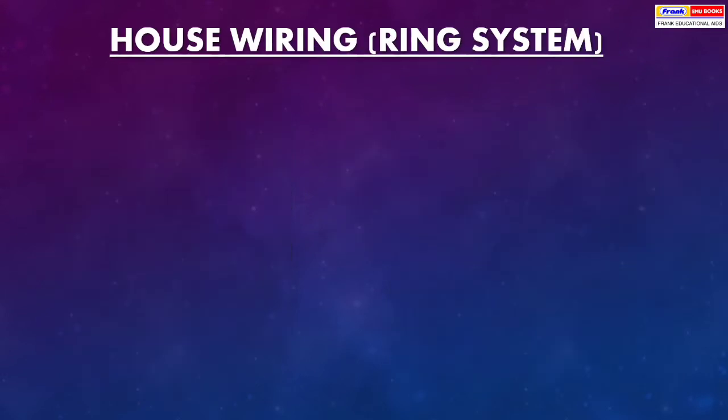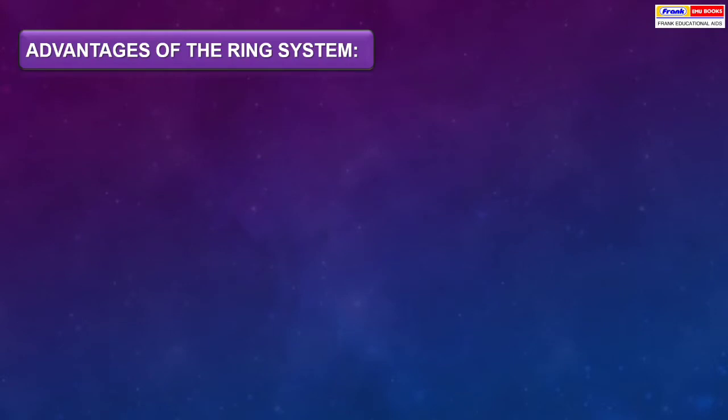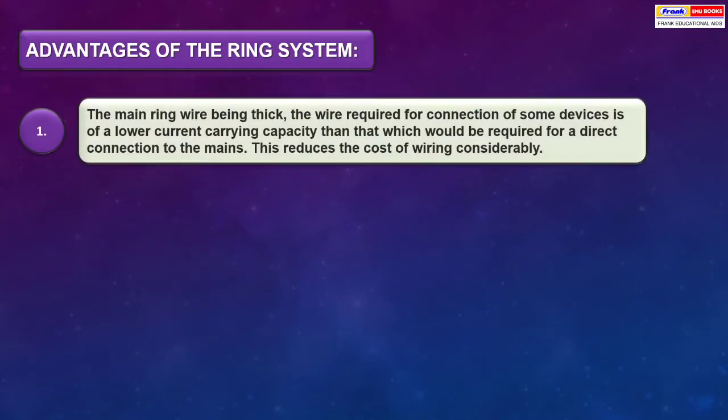House wiring ring system. The ring system of house wiring shows circuit for lamp, socket and fan with fuse and switches in the live wire. Advantages of ring system. The main ring wire being thick, the wire required for connection of some devices is of a lower current carrying capacity than that which would be required for a direct connection to the mains. This reduces the cost of wiring considerably.